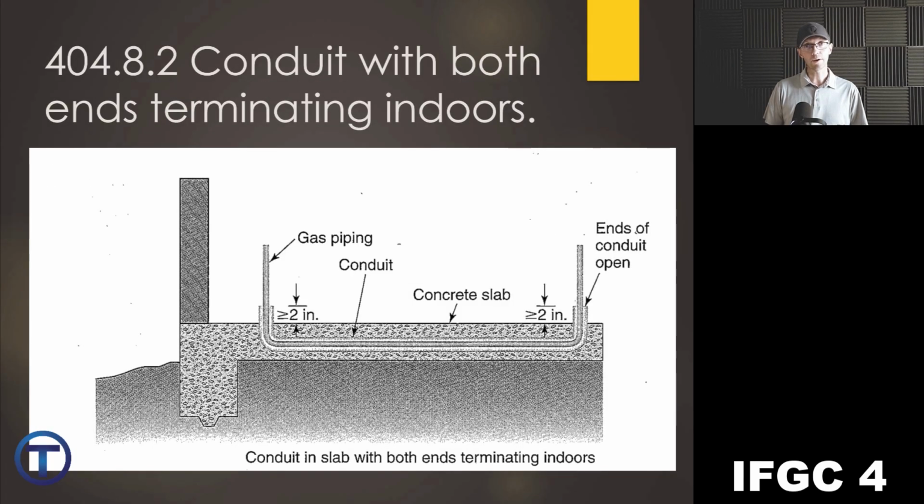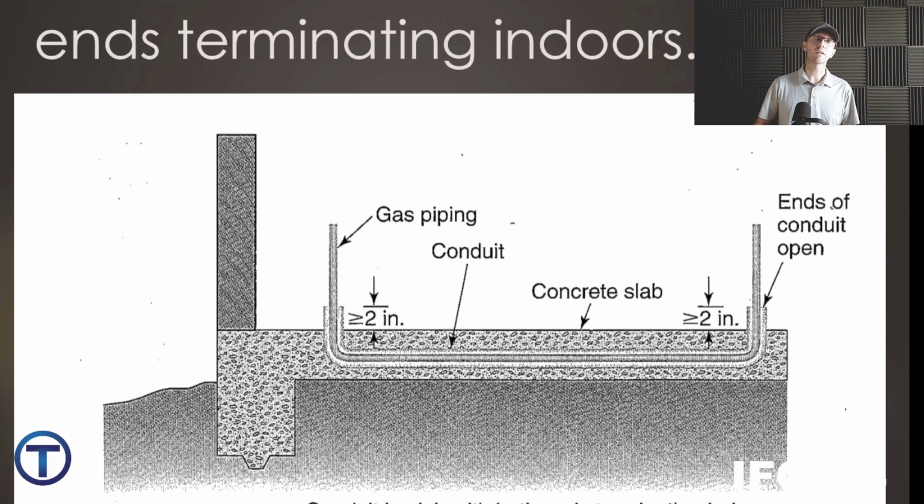One other scenario here, 404.8.2, conduit with both ends terminating indoors. We talked earlier about creating a little channel that you could just put a removable cover, but you do have the option of running a conduit below the floor or through the floor and having it go down in and come up within the same building. Okay, what are the rules for this one?